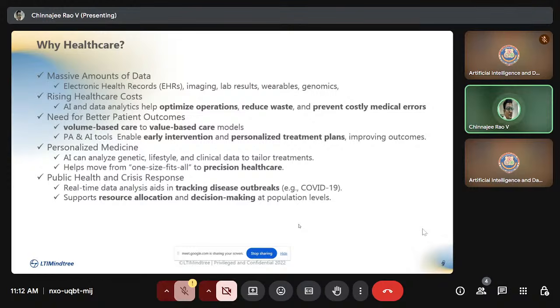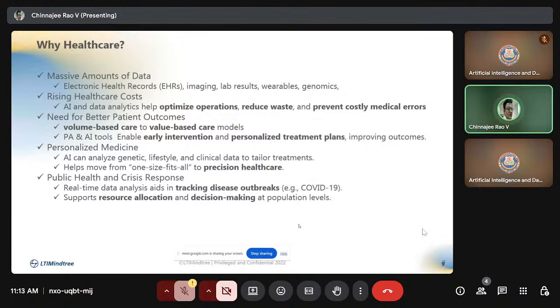Then it supports resource allocation and decision making. It will assign which technique belongs to which injury and which doctor is suitable for it. That decision will be taken, and then decision making becomes easy. Before, decision making would take more time. They would consult with multiple doctors.